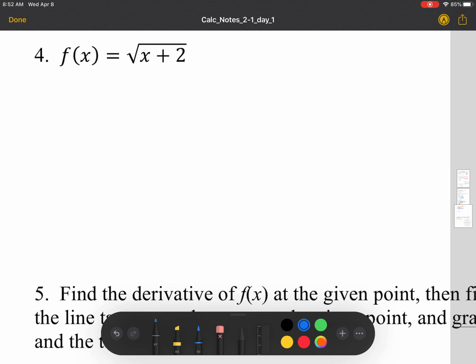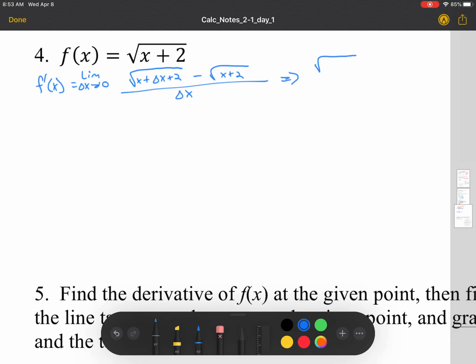Okay, we got square root of x plus 2. So let's set it up the same way we always do. F prime of x is going to equal the limit as delta x goes to 0 of square root of x plus delta x plus 2 minus the square root of x plus 2, all over delta x. Okay, again, you can simplify this.